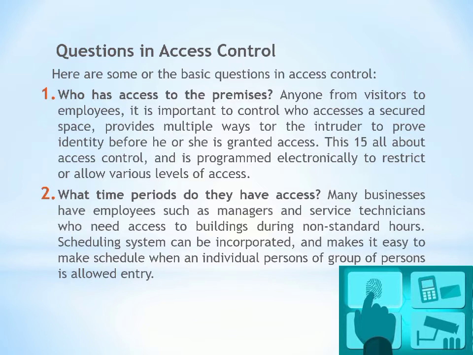So, the next one is questions in access control. Here are some of the basic questions in access control. Number 1, who has access to the premises? Anyone from visitors to employees. It is important to control who accesses a secured space, and to provide multiple ways for the person to prove identity before he or she is granted access. These are all about access control and are programmed electronically to restrict or allow various levels of access.